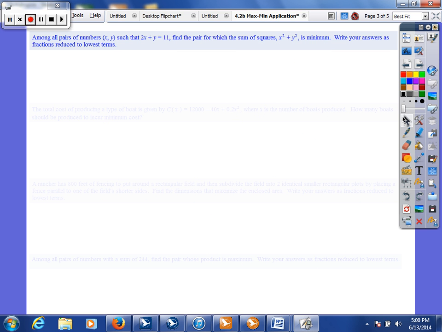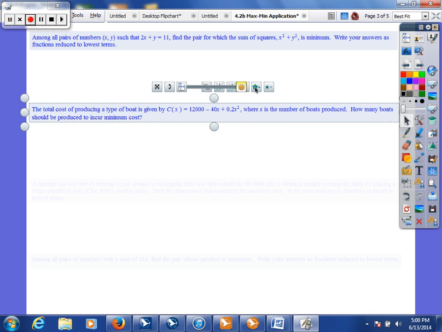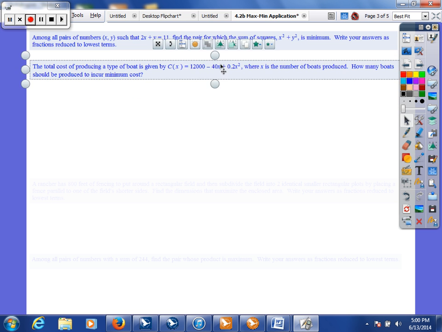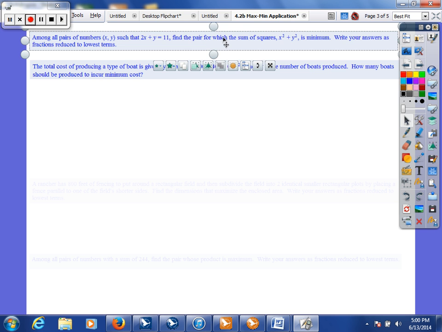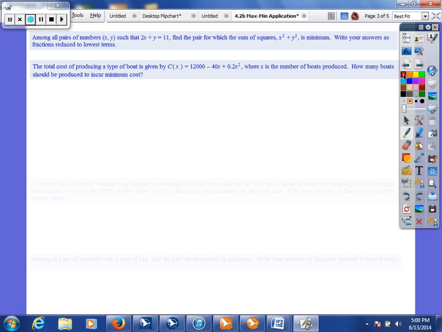Okay, let's move on to the next one. The next one that we have is going to look like this. I'll move it to the top, and let's see what we've got going on here. It says the total cost of producing a type of boat is given. So notice they gave you a cost function. That's the cost it is to make a boat, I guess.